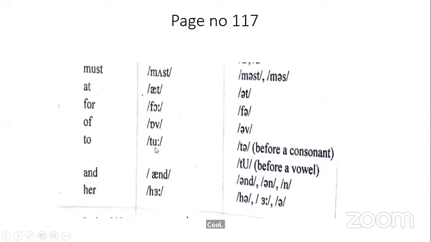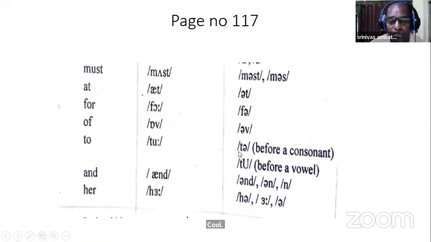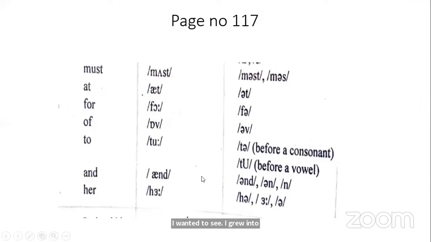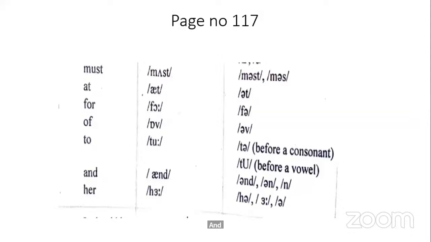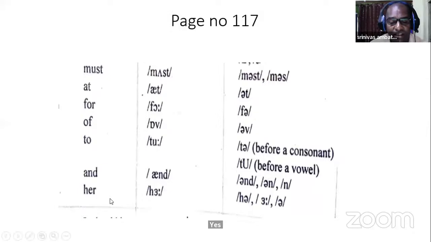"To". I want to talk to you. I've given it to you. Yes, correct. Next. "And". Bread and butter. We have discussed this, no? Yes, sir. Here and there. Near and dear.